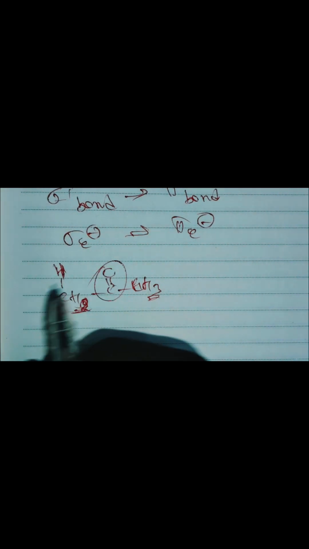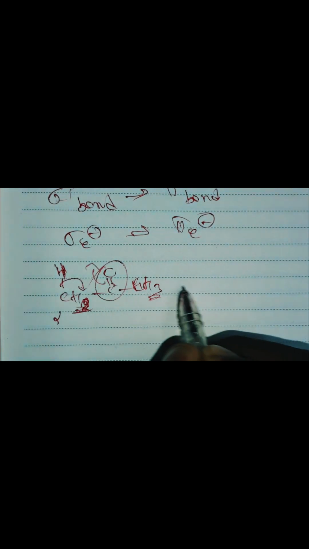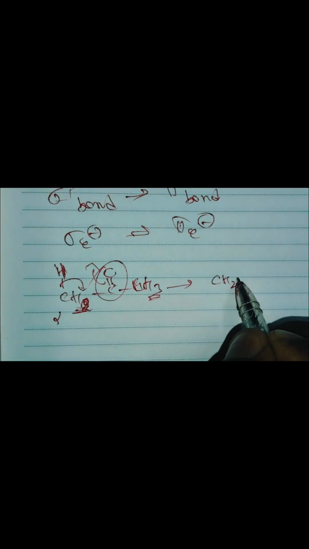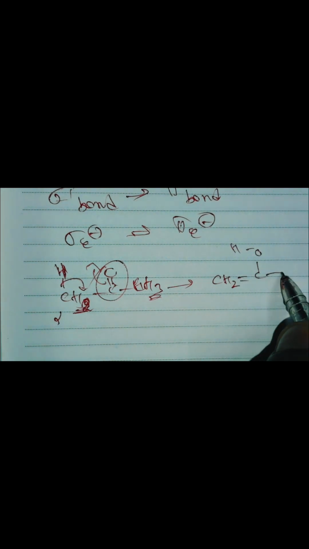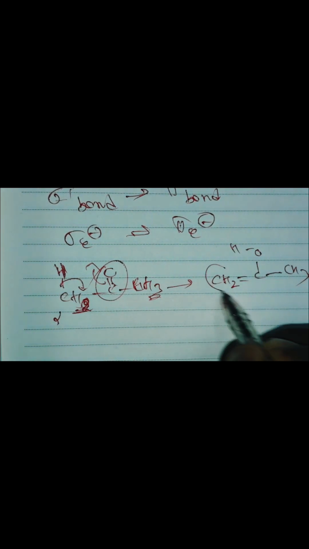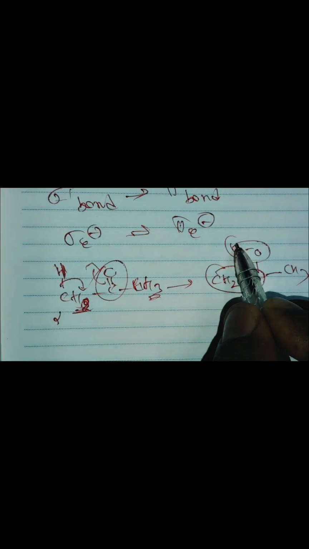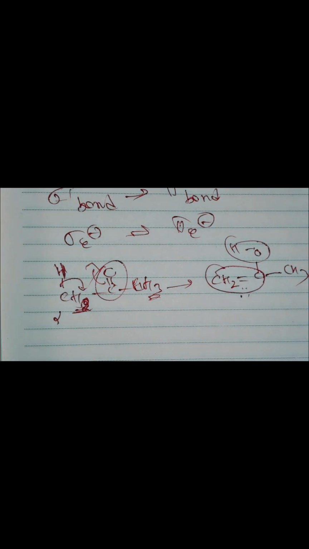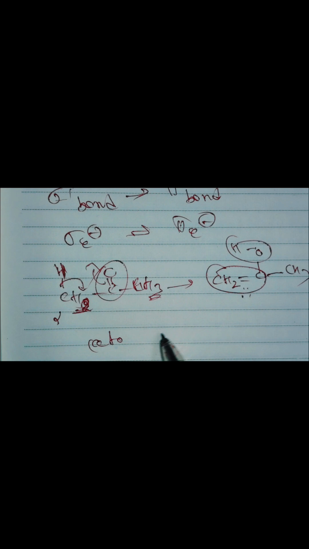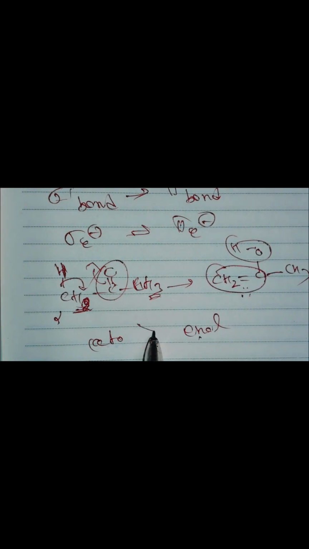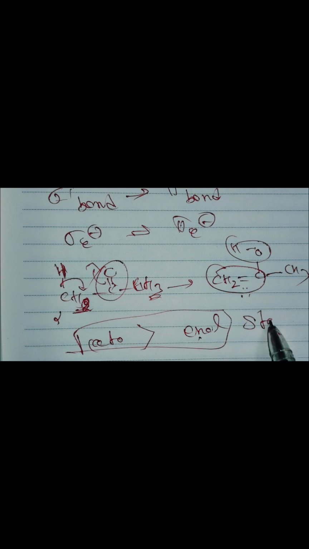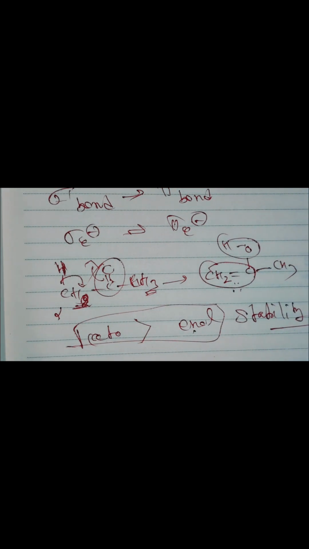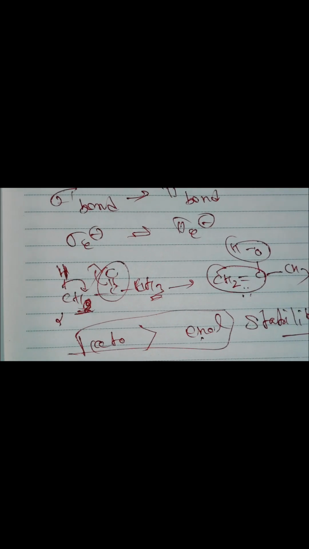In the mechanism, I can represent one hydrogen moving to another position. Now this bond goes up, giving CH2=C(OH)CH3. The carbon-carbon double bond is represented by 'ene' and OH by 'ol'. That is the enol form. So these are the keto and enol forms. Of these two, the keto form is most stable compared to the enol form.